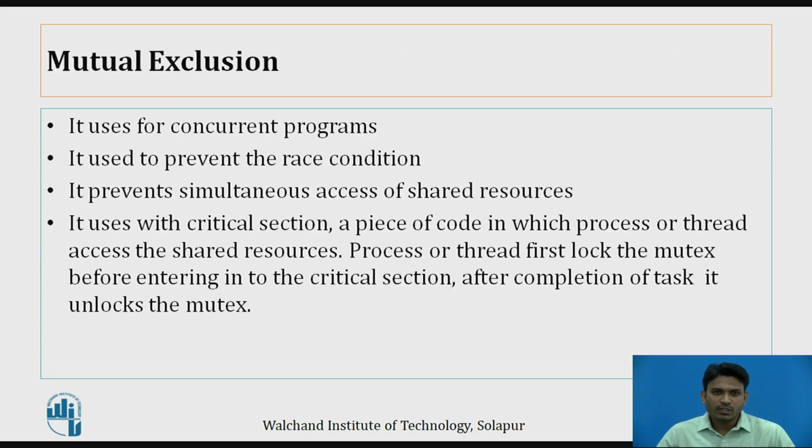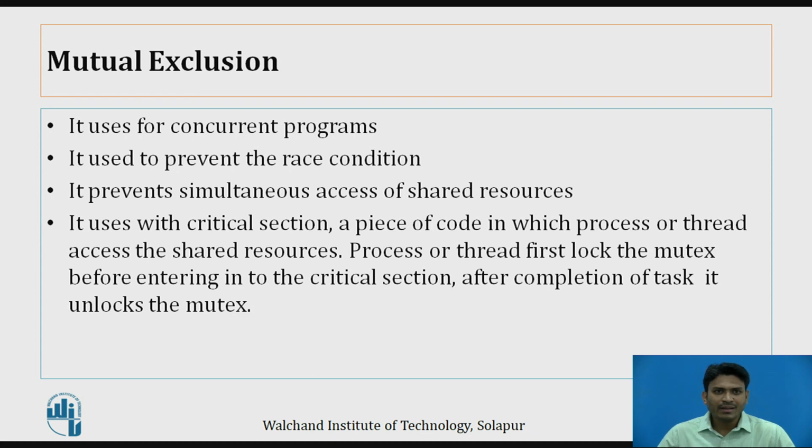The first one is mutual exclusion. Mutual exclusion is used for concurrent programs. It is used to prevent race conditions. It prevents the simultaneous access of shared resources. It is used with the critical section, a piece of code in which the process or thread accesses the shared resources. Processes or threads first lock the mutex before entering into the critical section. After completion of the task, it unlocks the mutex.